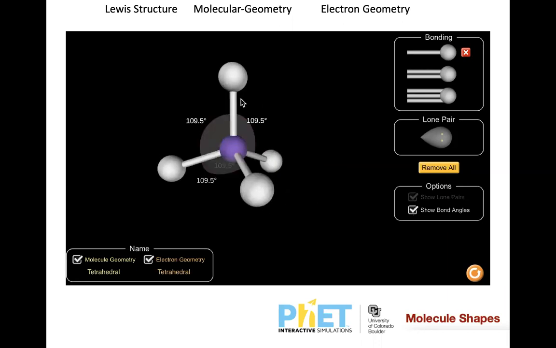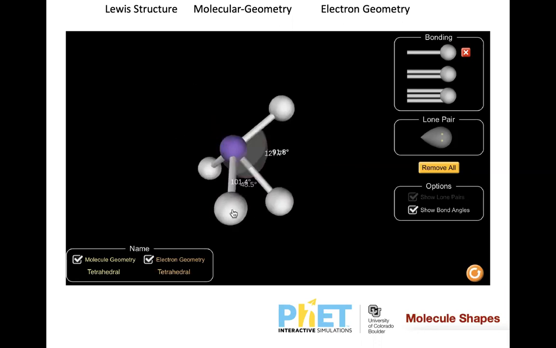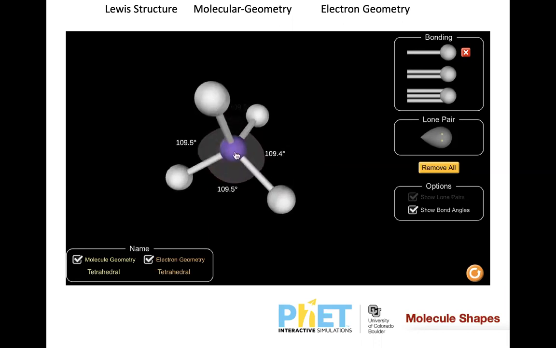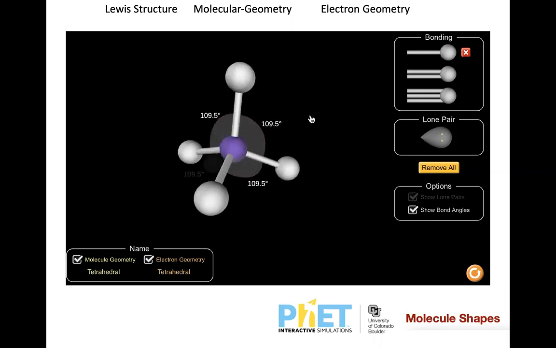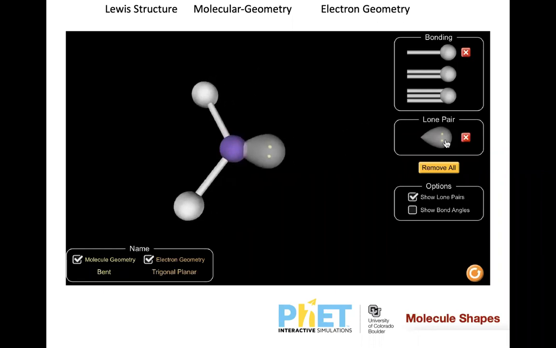The angles within an ideal tetrahedral are all 109.5. If I try to distort it and twist and turn it, it once again comes back so that all of them are as far apart from each other as possible, and that's 109.5. That would have worked for CH4.